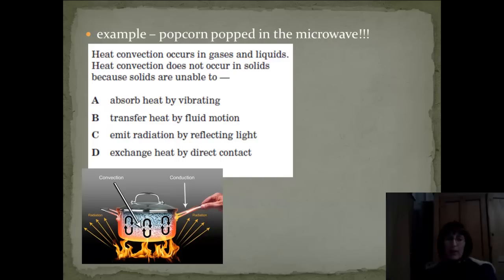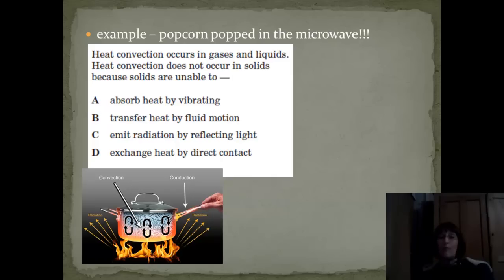On your next test question: heat convection occurs in gases and liquids. Heat convection does not occur in solids, because in order for convection to occur, you need molecules that can flow, and solids are unable to flow. Letter A, they absorb heat by vibrating. Letter B, they transfer heat by fluid motion. Letter C, they emit radiation by reflecting light. Letter D, they exchange heat by direct contact.